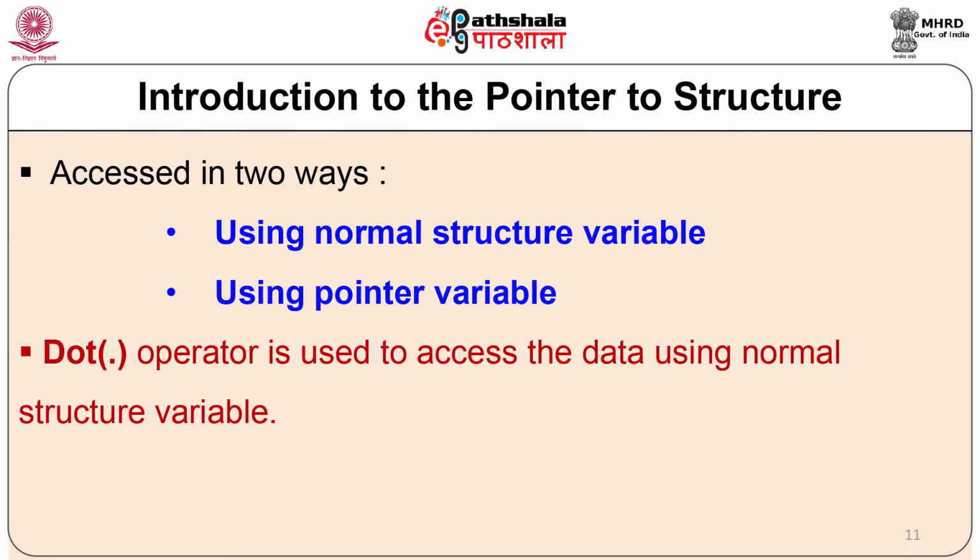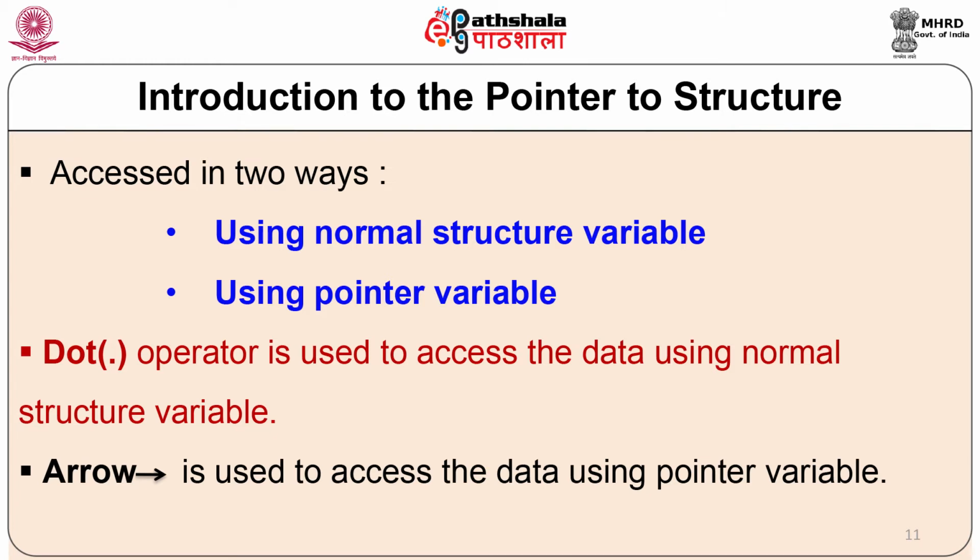The dot operator is used to access data using a normal structure variable, and the arrow is used to access the data using a pointer variable. It means we can use the dot operator and the arrow for accessing the structures. Actually, we have learned how to access structure data using a normal variable in the structure module.